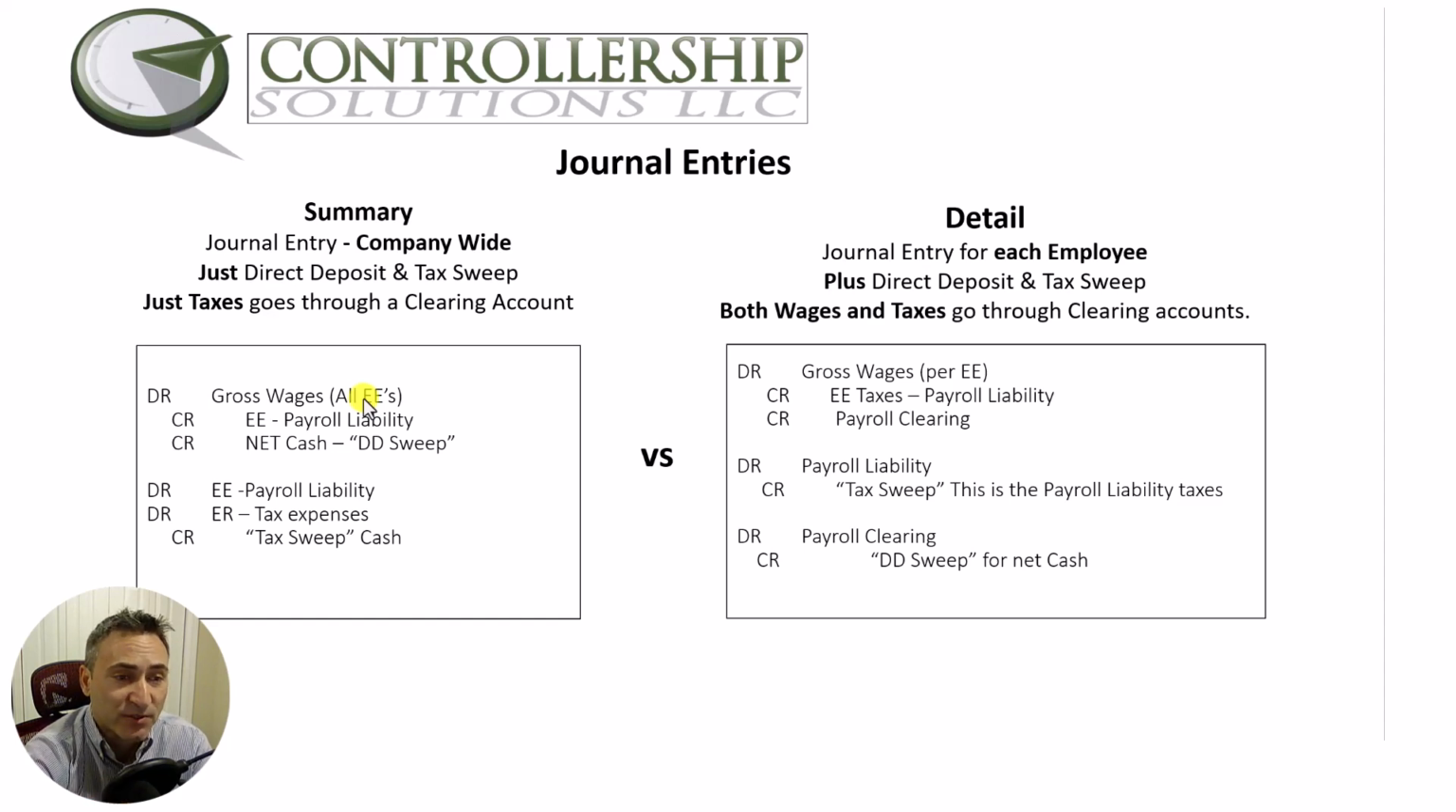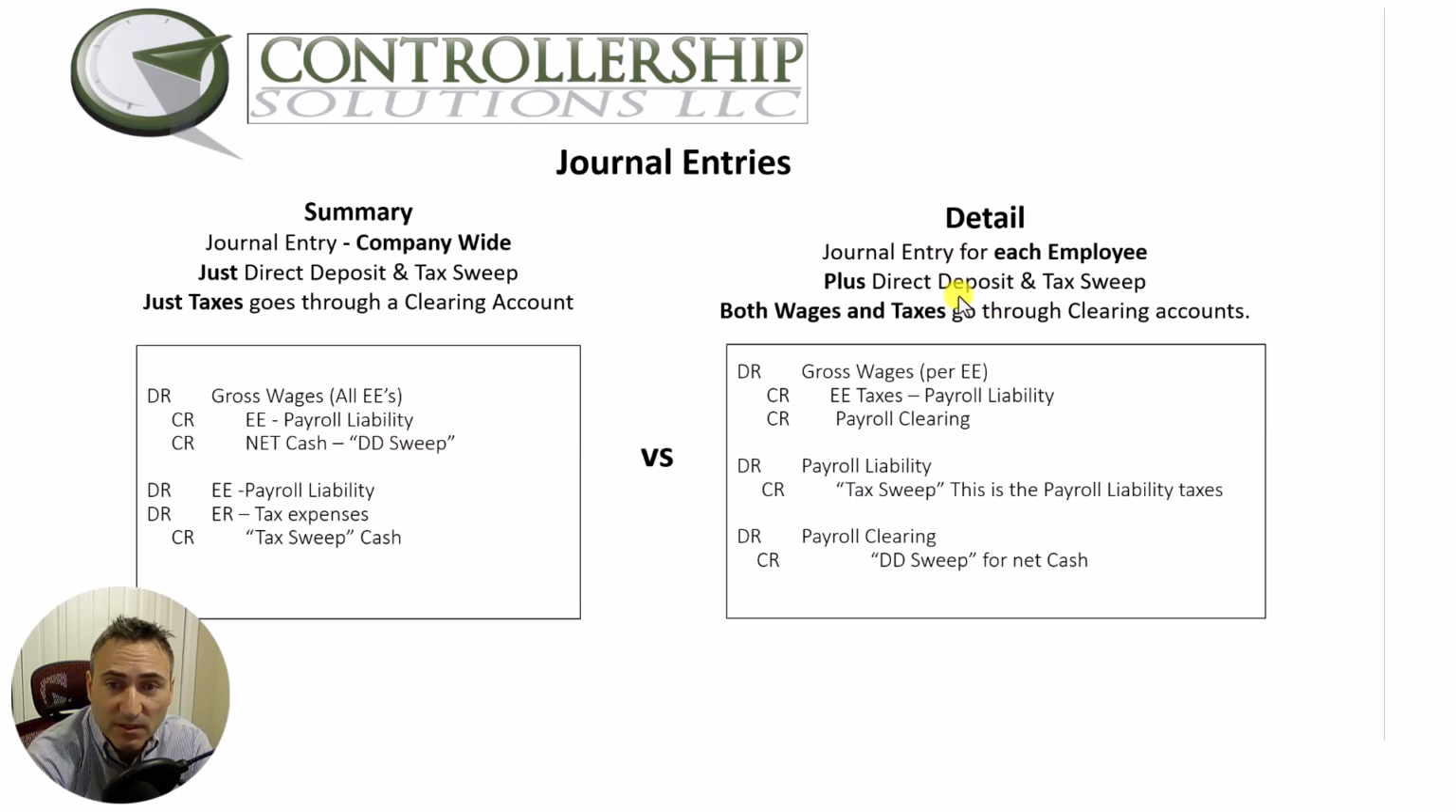The second entry will then remove the payroll liability, the employee's payroll for the employee taxes. It will then debit the employer taxes. And finally, it will credit the cash account with a tax sweep. So those are the two entries that would come in. And there would be no individual employee records or anything like that.